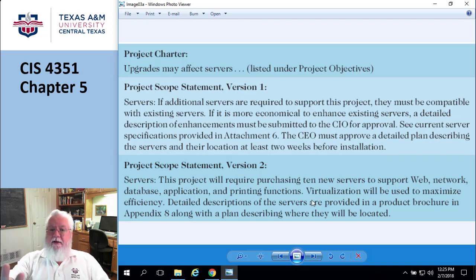Now, this is good, because the original scope was, I don't know. We're going to need some servers, but maybe we'll just retrofit the ones we already got. And then later on you go, no. We really need 10 new servers to be able to pull this off. And you wouldn't know that until you really got a little further.